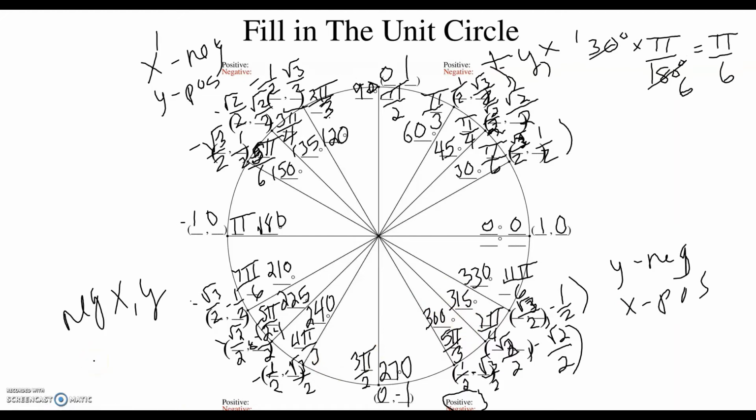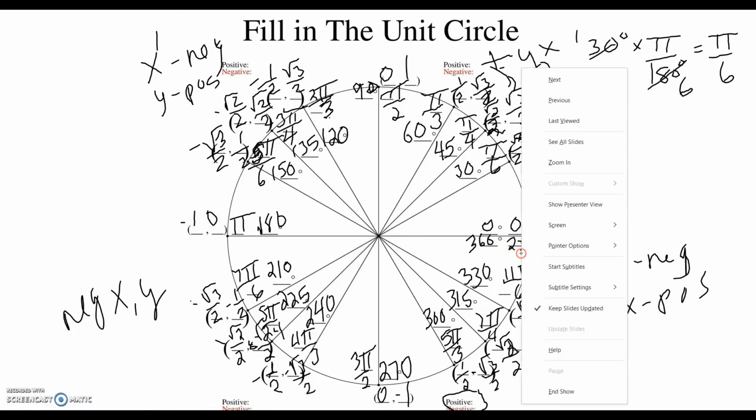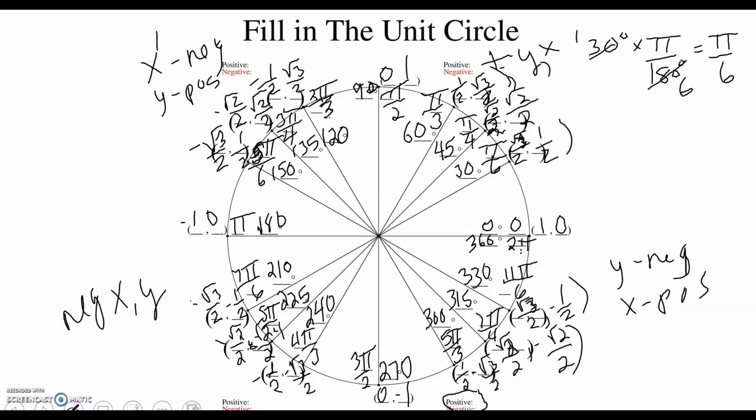Now add 30 degrees to 330 and you're at 360. So you're right back where you started. Well, one full rotation. You're at 360 degrees, which is 2 pi radians, and it shares the same coordinates as 0 degrees. So it's 1, 0 is the coordinate.